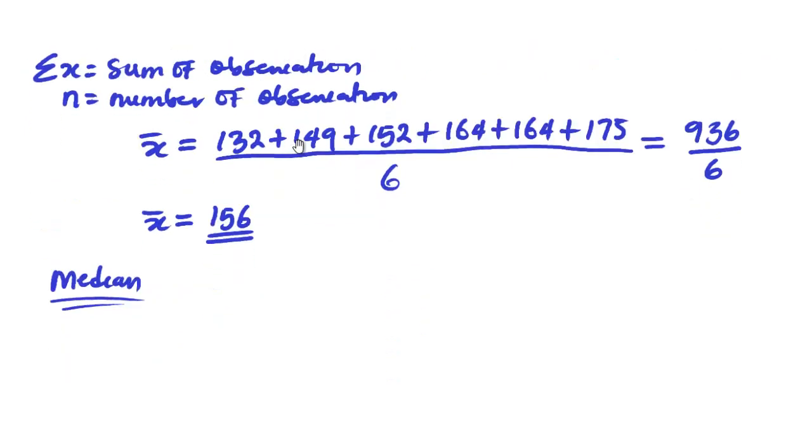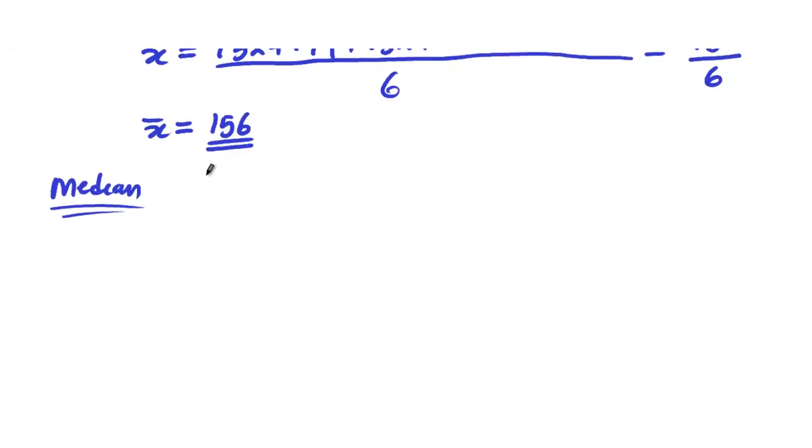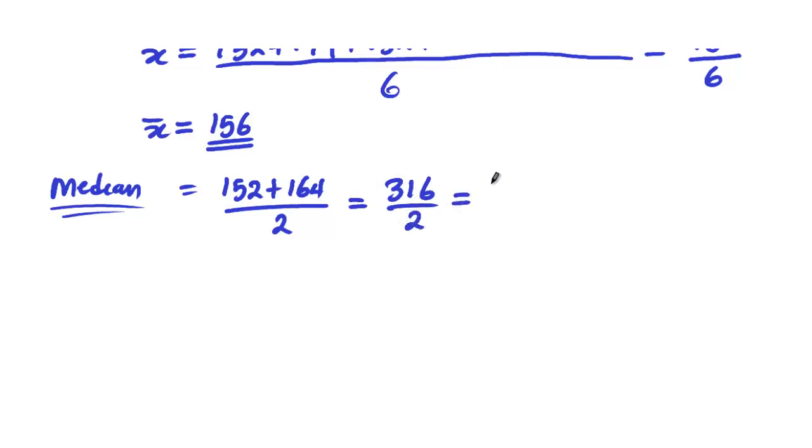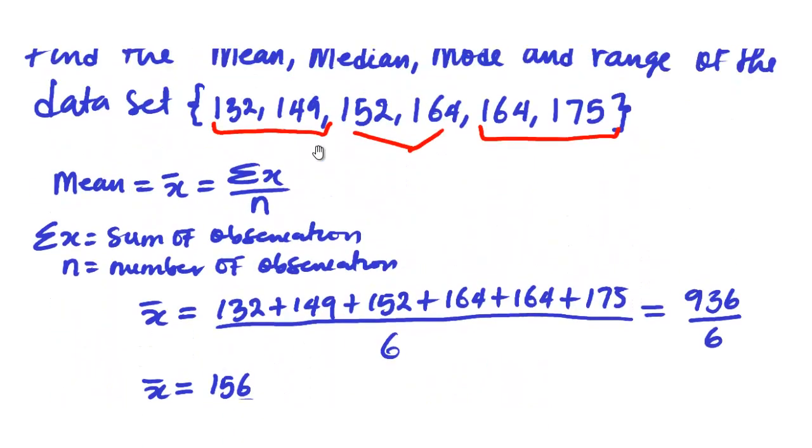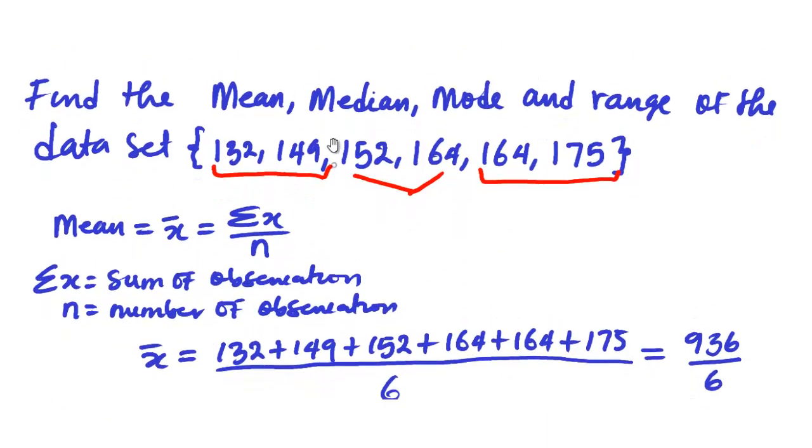So my median will now be equal to 152 plus 164 divided by 2, because n is even. And that will give us 316 divided by 2, and 316 divided by 2 will give us 158. So the median of that set of data is 158.